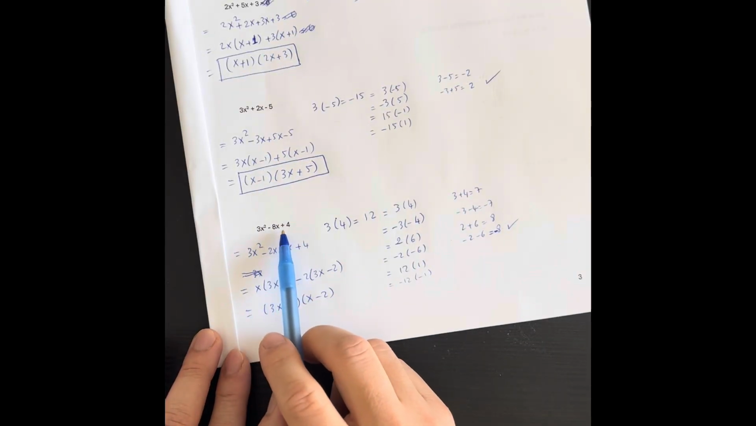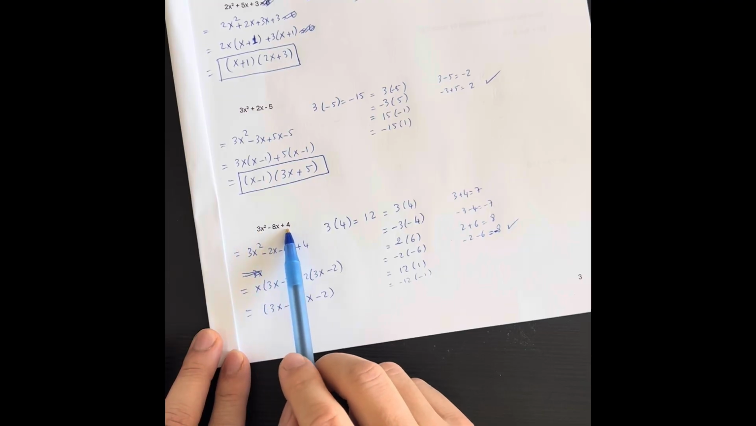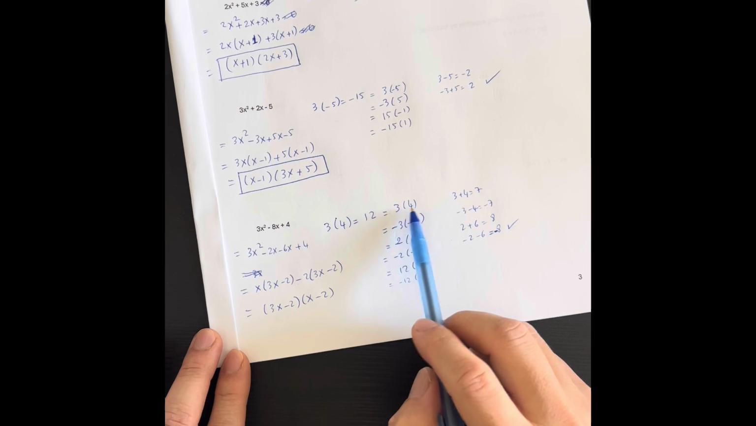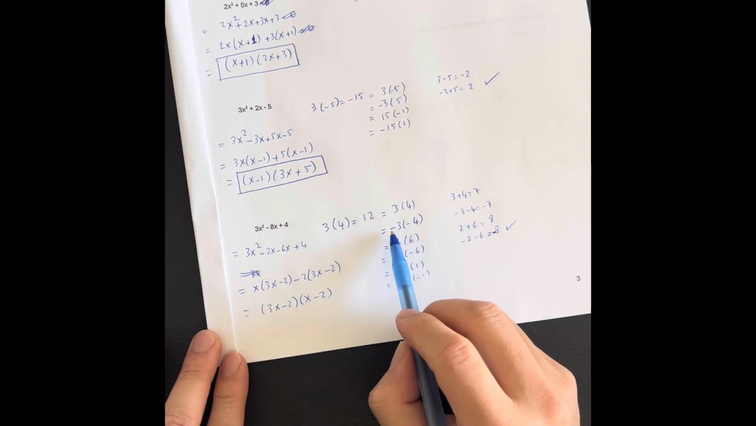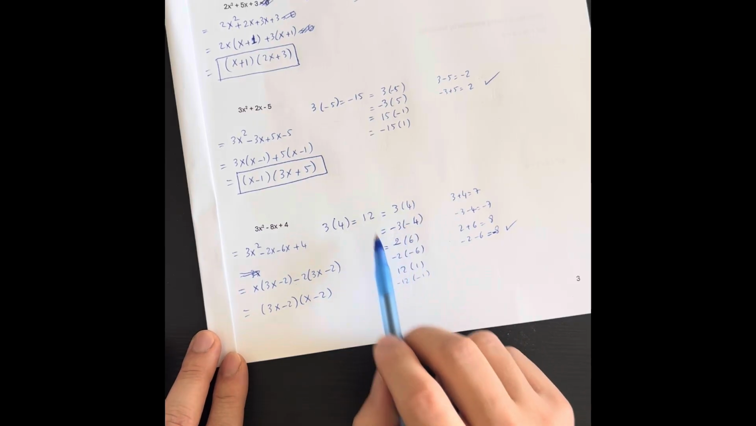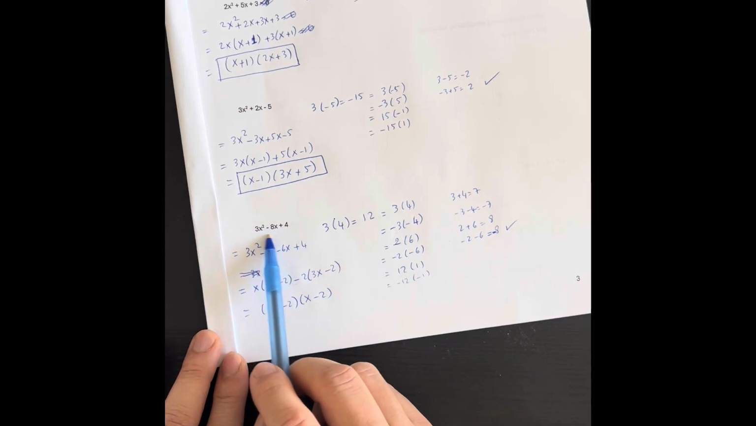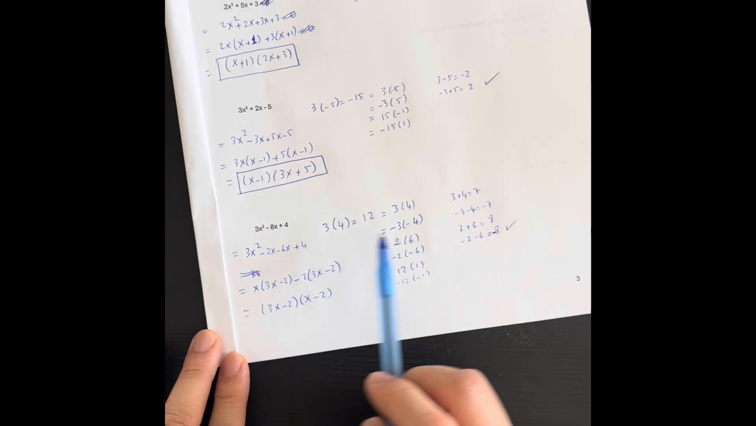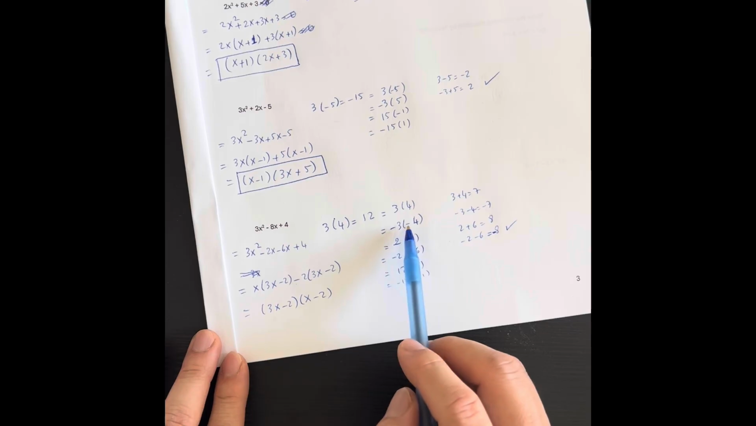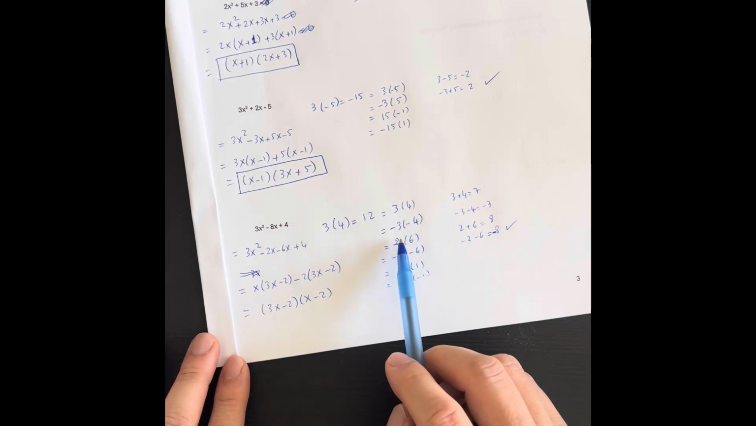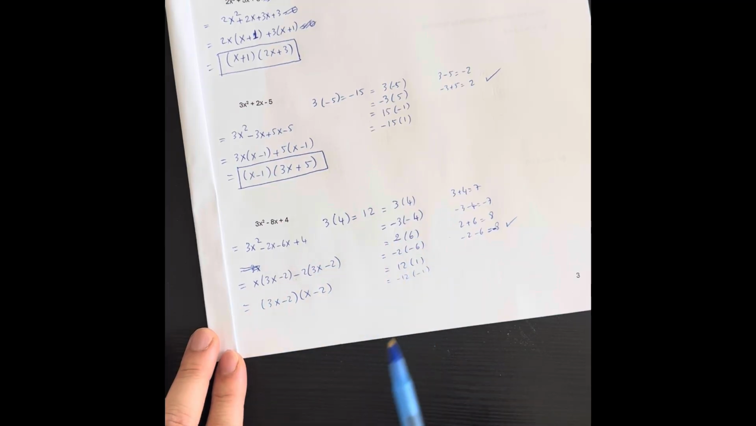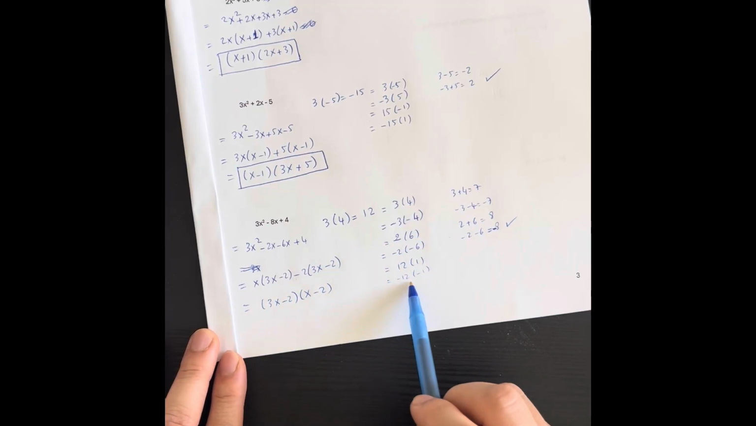3x squared minus 8x plus 4. So we do 3 times 4, which is 12. We can write that as 3 times 4, but it can also be negative 3 times negative 4, because a negative times a negative number would be positive. If all the numbers here are positive, we don't have to worry about the negative. But if there's a negative number here, then we have to list that too. So continuing, 2 times 6, also negative 2 times negative 6. 12 times 1, negative 12 times negative 1.